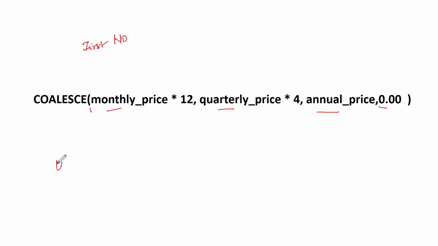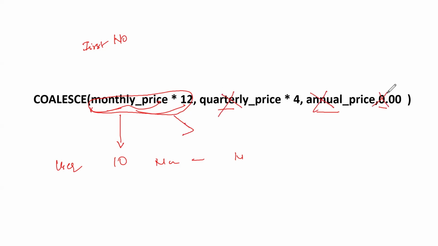What I mean to say is, let's say for a user, the monthly price is 10 and the rest of the prices are null. So it is going to check the first expression, the non-null expression. Now, if it finds that this is 10, it is going to calculate it, that is into 12. So if this expression is not null, it is going to return this expression. It is not going to check the further expressions, as simple as that.